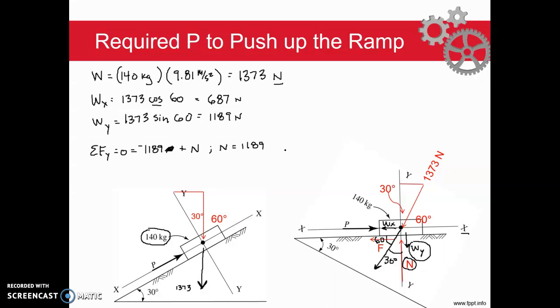If my normal force is 1189, then my friction force is equal to the normal force times the coefficient of friction. So the friction force is going to equal 1189 times 0.4. And oh gosh, it looks like I'm just about out of time here. So I'm going to have to resume this problem in the next video.